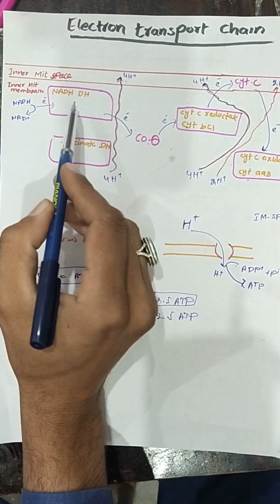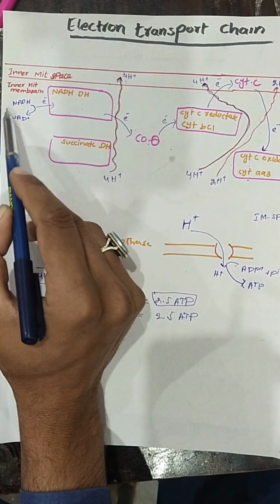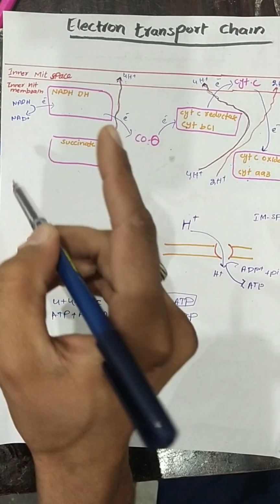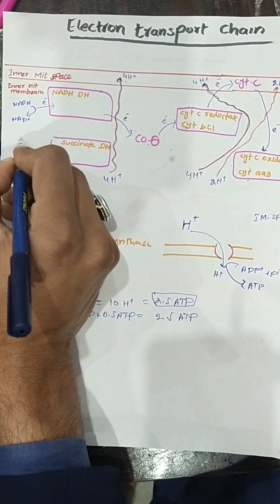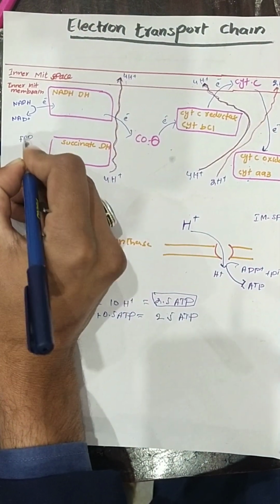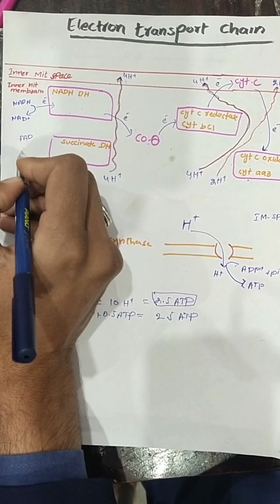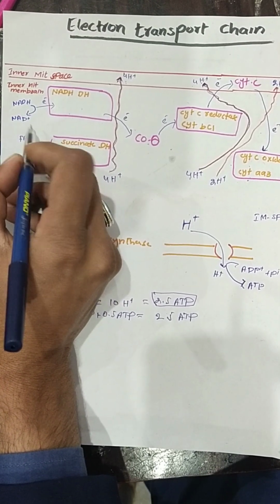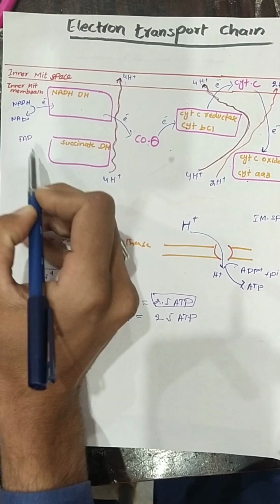This is the NADH dehydrogenase, complex 1, which is used when we take NADH. But when we have FADH, okay, we have NADH and FADH. We know that NADH gives 2.5 ATP and FADH gives 1.5. Some books say NADH gives 3 ATP and FADH gives 2 ATP.